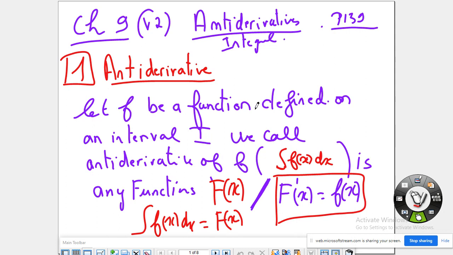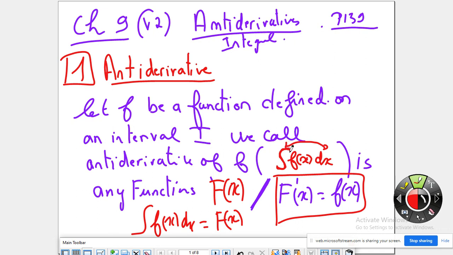Let f be a function defined on an interval I. We call antiderivative of f, the notation is not like the exponent, this is called integral of f of x dx. The dx means antiderivative of f of x. So how do these go together?